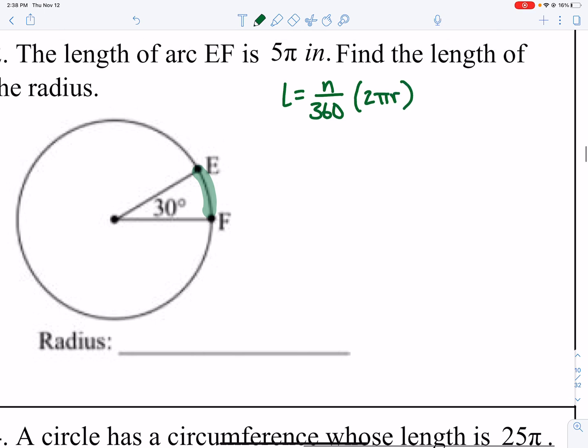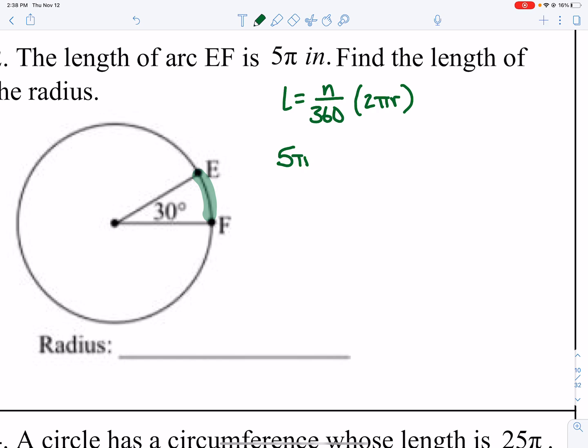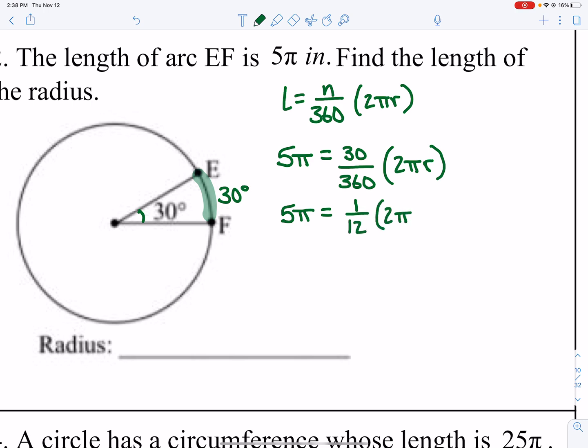All right, so the arc length they gave us was 5 pi, and that's going to equal the measure of the arc, which is equal to the central angle. We know that's 30 degrees over 360 degrees, and then we're looking for the radius, so we leave the r in our problem. What we can do is try to simplify the 30 over 360. 30 over 360 would reduce to 1 over 12. And then we have 2 pi times the radius.